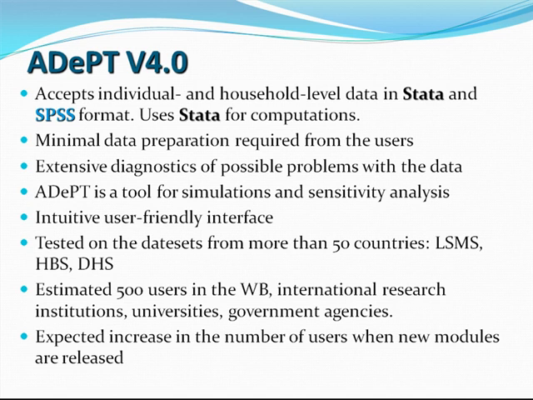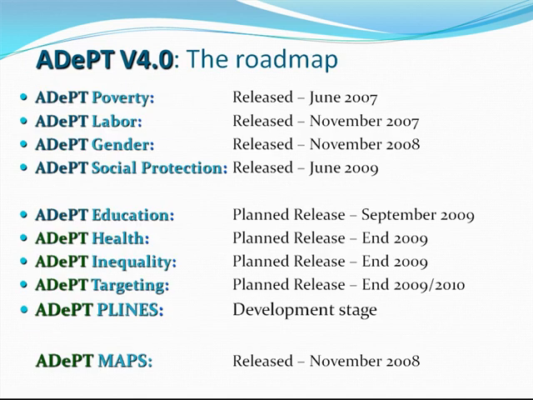We estimate that currently we have about 500 users of ADEPT in the World Bank, universities, international research institutions, and government agencies around the world, and we expect to increase our user base when the new modules of ADEPT are released. The current version of ADEPT consists of 4 modules: poverty, labor, gender, social protection. We plan to release modules on education, health, inequality and targeting in the end of 2009, beginning 2010.